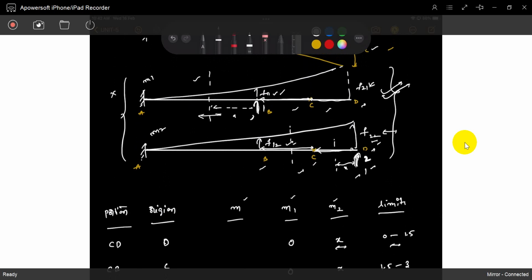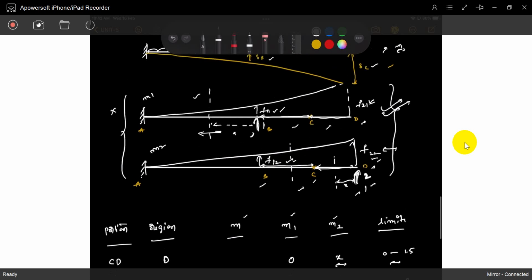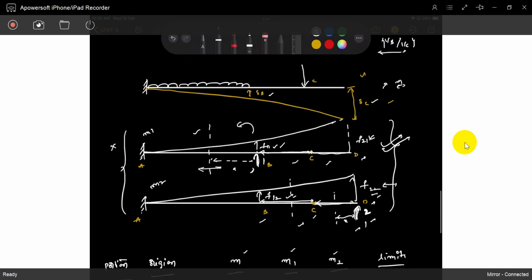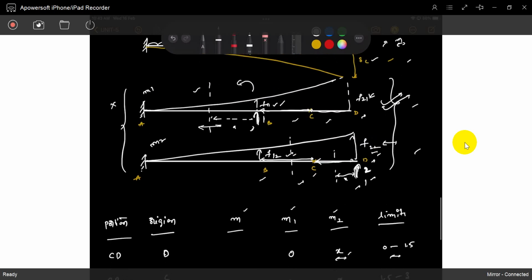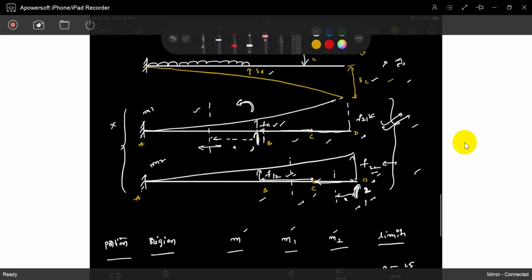Sir, positive or negative? If you take clockwise as positive and anti-clockwise as negative, no problem arises. But you have to take care: if you take this direction as positive, you have to take it the same way in all three diagrams. If it is X or minus X, you can get in doubt. Once you decide that anti-clockwise is taken as negative, you can assume that.